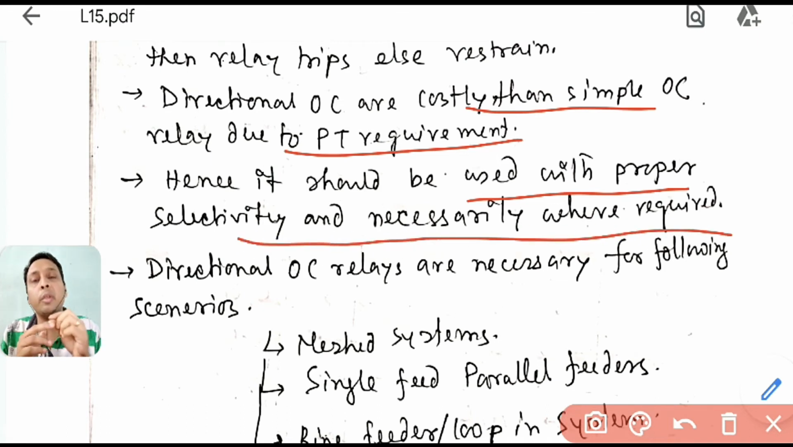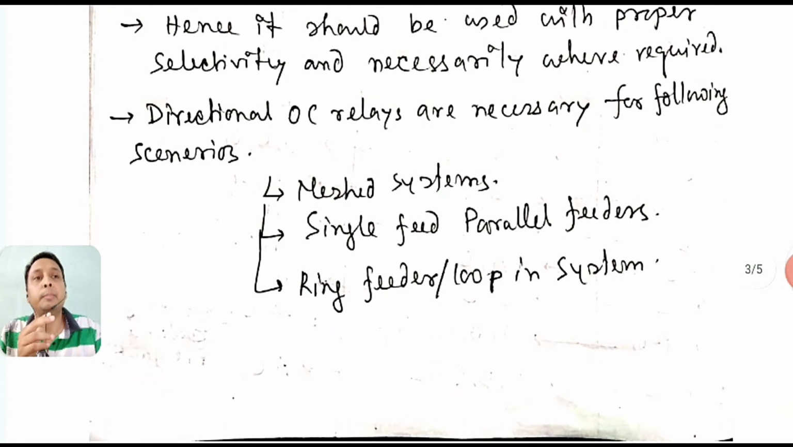It is not like we will put directional relays everywhere. If wherever there is an overcurrent relay, we put a directional relay, that means the overall cost of the system will be very high. So we will put it very selectively, only where it is required. So some typical cases I will explain here.